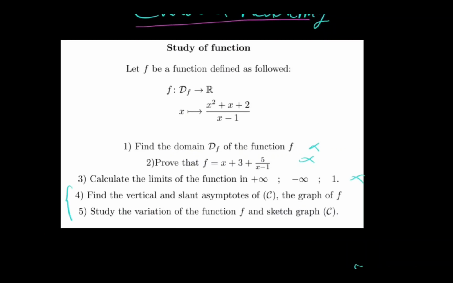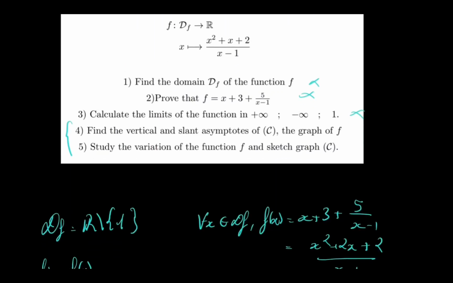Now, what are the slant asymptotes? Slant asymptote means that in plus and minus infinity, our function will behave as a straight line. And what can we see here? We can see that in question 2, we proved that f is equal to the equation of a straight line plus something that will go to 0 in plus infinity. And this means that this little thing here is our equation of a straight line.